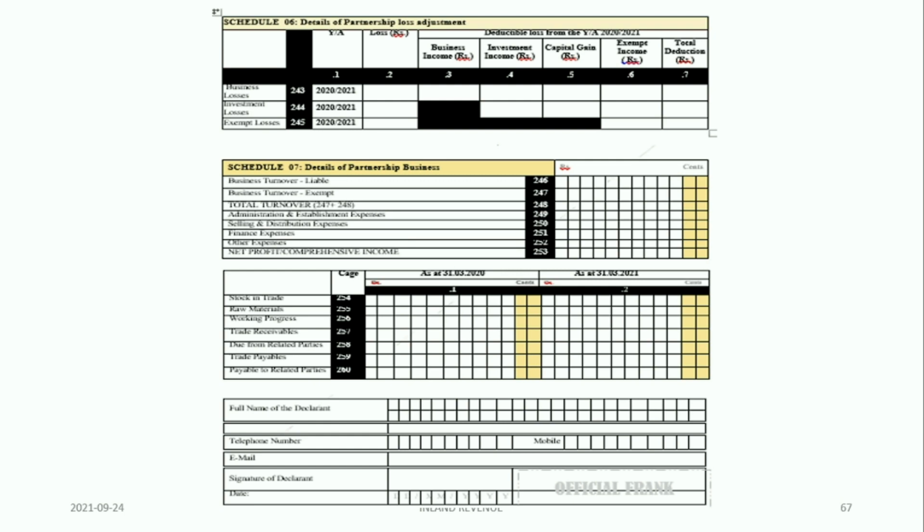Schedule 7, it's details of accounts: the turnover, exempt turnover, administration expenses, the financial expenses, and other expenses. Then the details of the balance sheet: the trading stock, the raw material, the opening and the closing balances of assets, receivables, payables and all. So this is according to the financial statement. So you can provide the details under schedule 7.